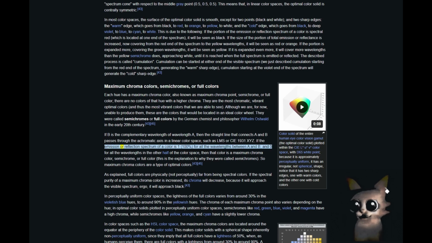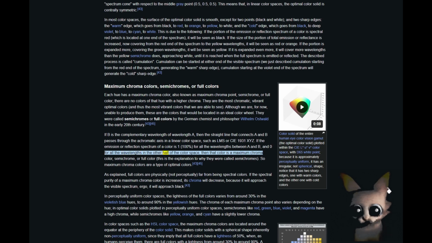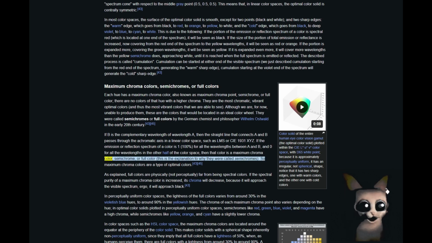If the emission or reflection spectrum of a color is 100% for all the wavelengths between A and B, and 0 for all the wavelengths in the other half of the color space, then that color is a maximum chroma color, semichrome, or full color. This is the explanation to why they were called semichromes. So maximum chroma colors are a type of optimal colors.